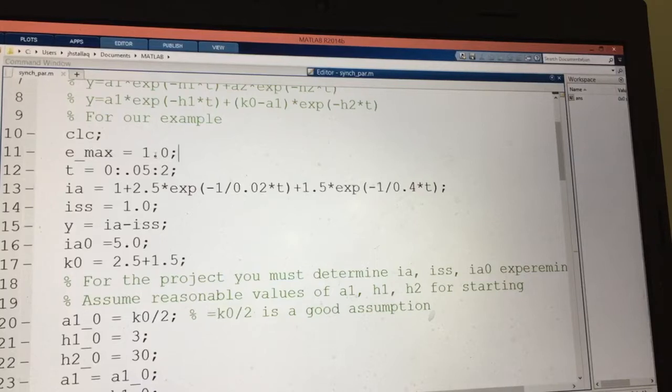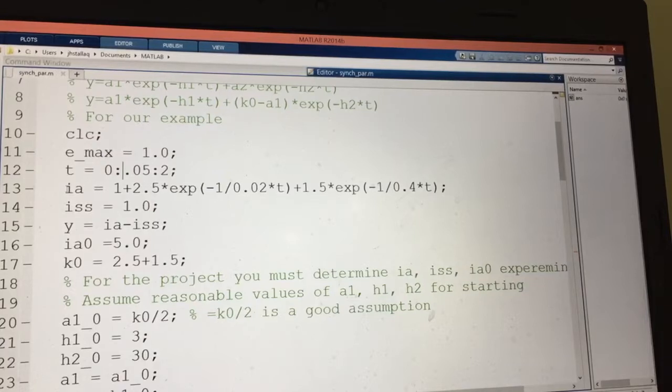E maximum is assumed to be 1, but you have to put it in the project, see how much it is. E maximum could be 1, could be different. Time is from 0 to 0.05 and is 2. Check in your project what time steps you can make. You can take T, it's not necessarily to be equally displaced. You can take 0, 0.05 and 1.5, 0.15, and it doesn't matter.